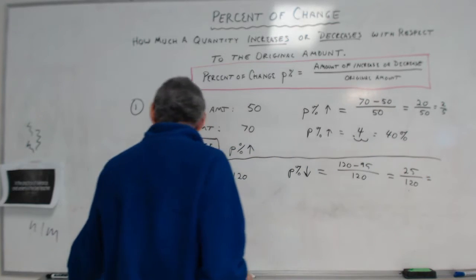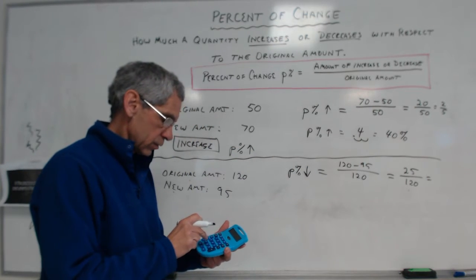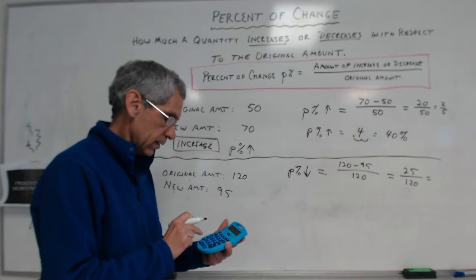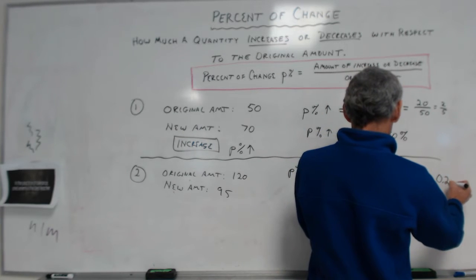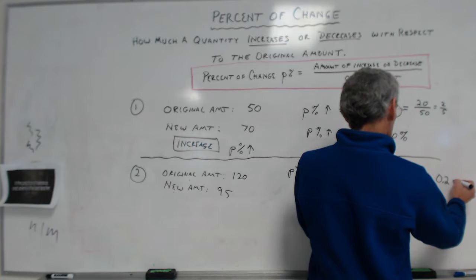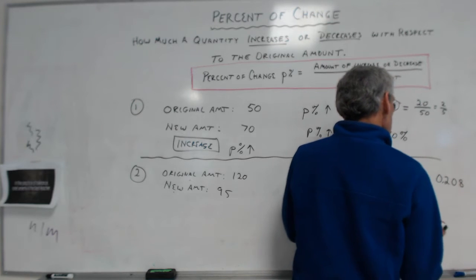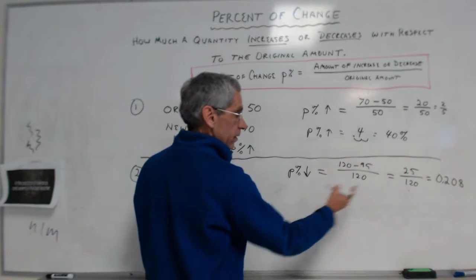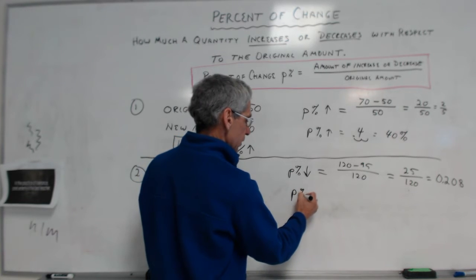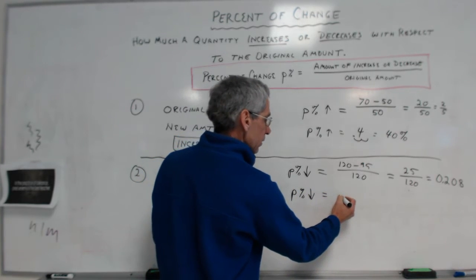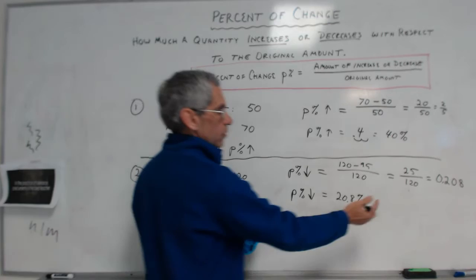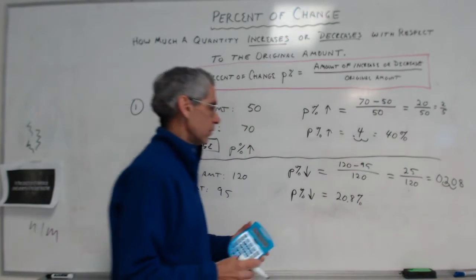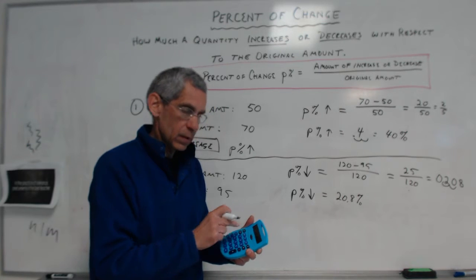All right. So now I get out my calculator. I got 25 divided by 120 is equal to 0.208. All right, so I have to turn that into a percent, right? So the percent of change of the decrease is 20.8%. Right? I just moved the decimal place over 2 places. 20.8%. It's pretty straightforward, right?